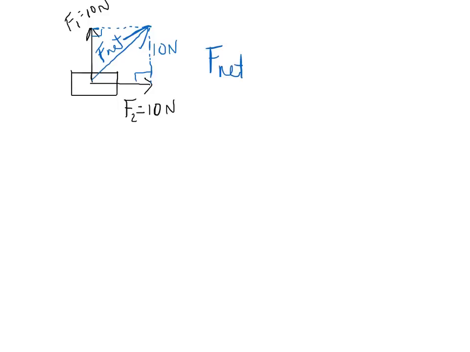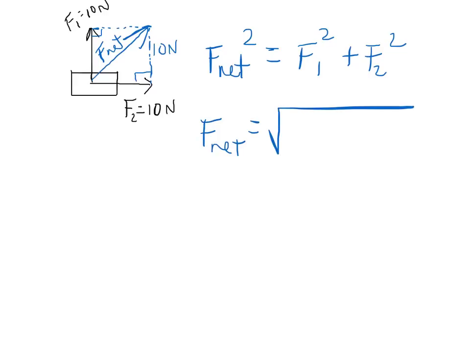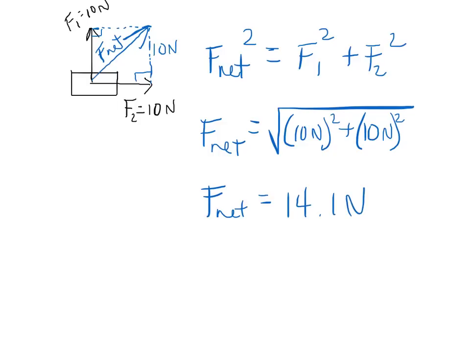Okay? So my Pythagorean theorem is going to tell me that F net squared is equal to F1 squared plus F2 squared. Okay? And when I find F net, I know I'm going to be taking the square root of that quantity, so 10 newtons squared plus 10 newtons squared. And when I plug and chug all of that into my calculator, I get 14.1 newtons. Okay. So my F net is equal to 14.1 newtons.